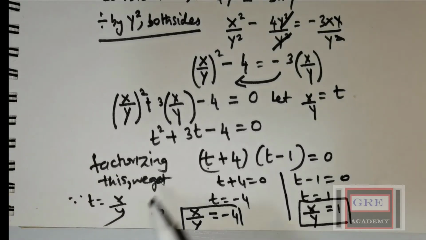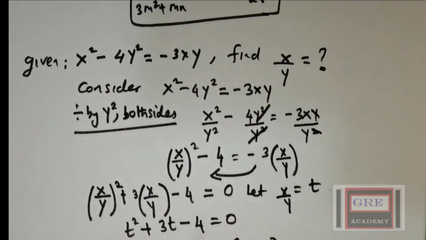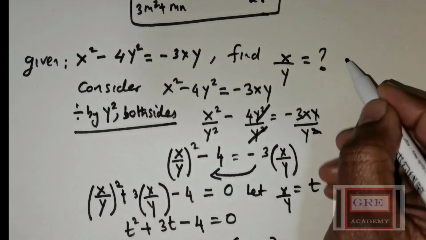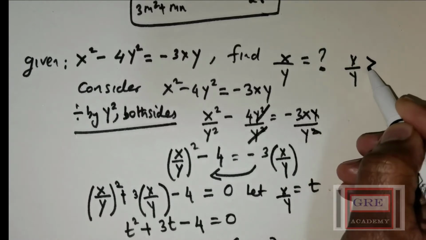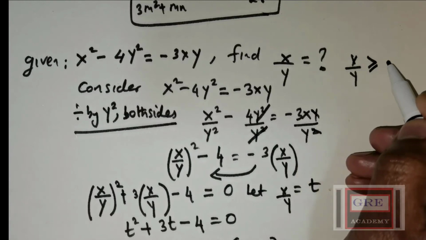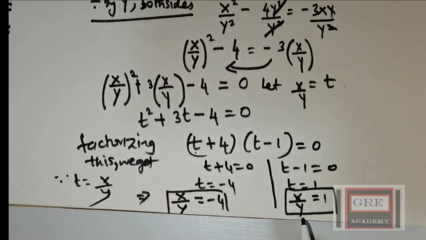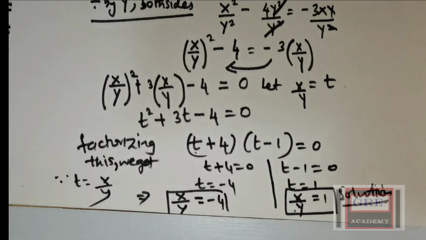Now, if they want you to find x over y and they give some condition, then depending on that condition, you can choose the value. Suppose they give you a condition that x over y should be greater than or equal to 1. If they give you a condition like this, then x over y equal to 1 should be the solution. So based on the conditions, you can choose which of these solutions is appropriate. So that ends the solution to this question.